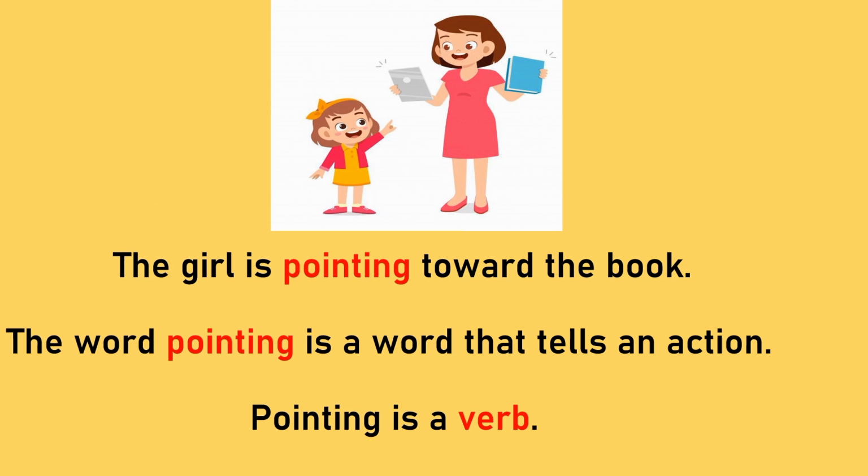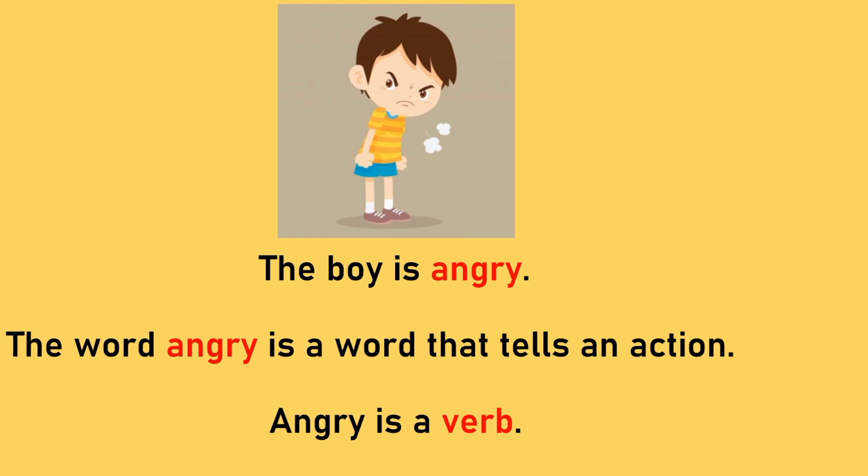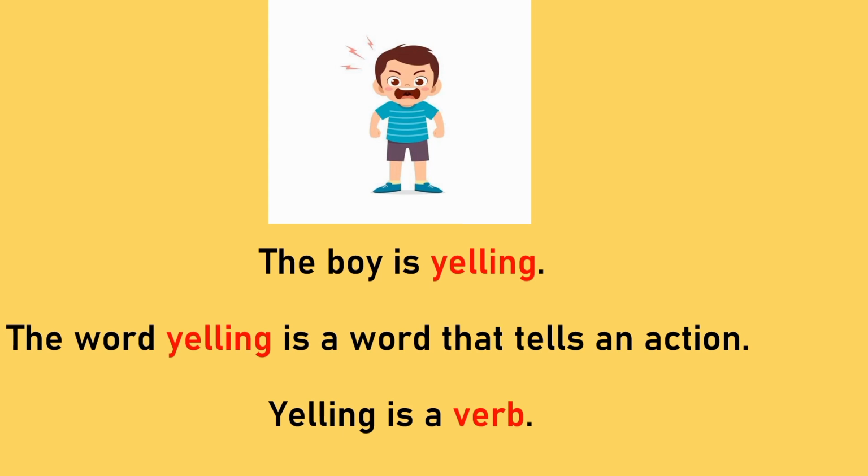The girl is pointing toward the book. The word pointing is a word that tells an action. Pointing is a verb. So here, pointing is a verb. The boy is angry. The word angry is a word that tells an action. Angry is a verb. So here, angry is a verb. The boy is yelling. The word yelling is a word that tells an action. Yelling is a verb. So here, yelling is a verb.